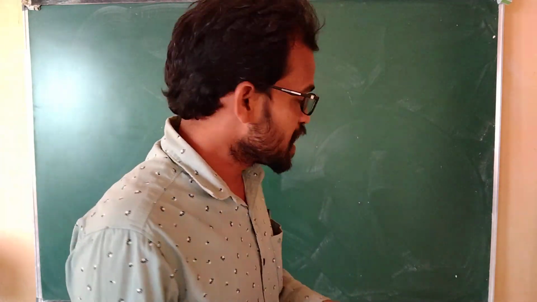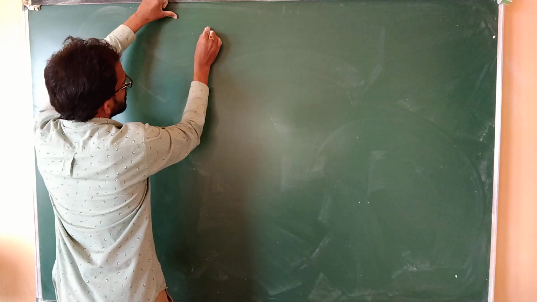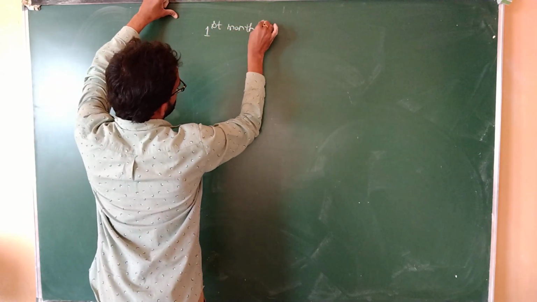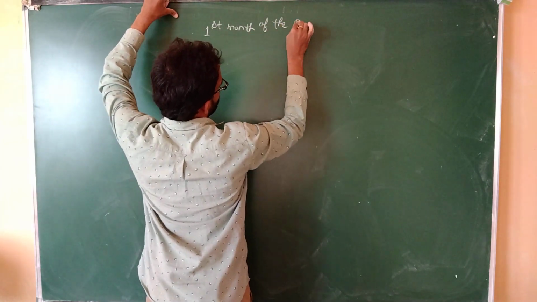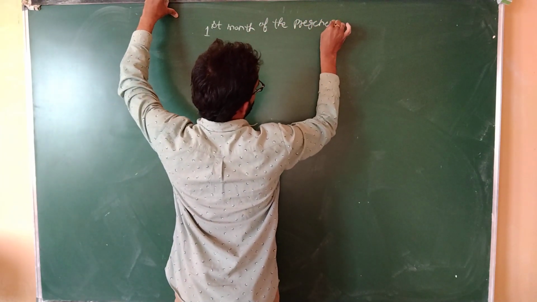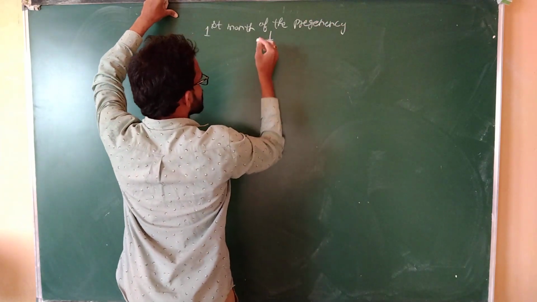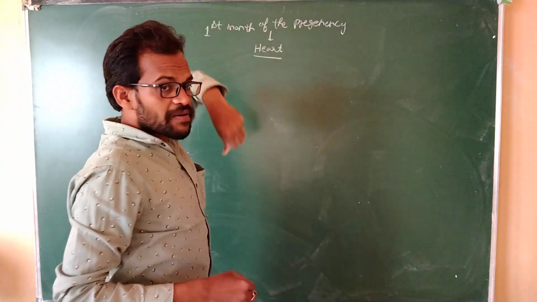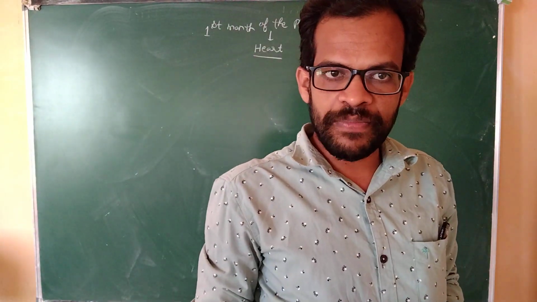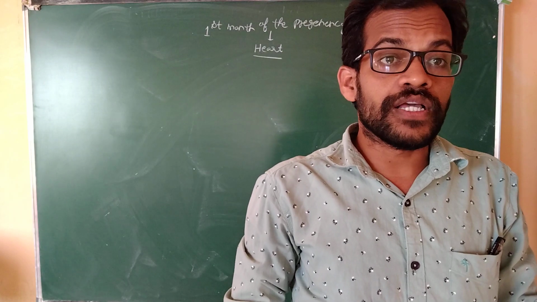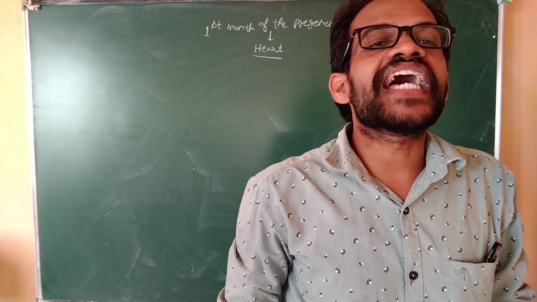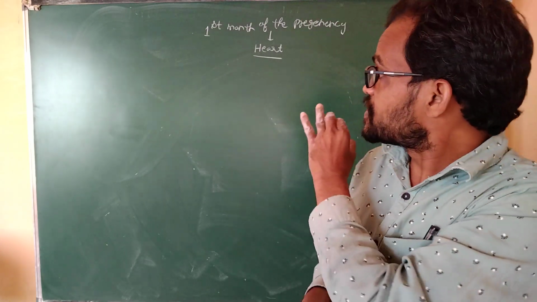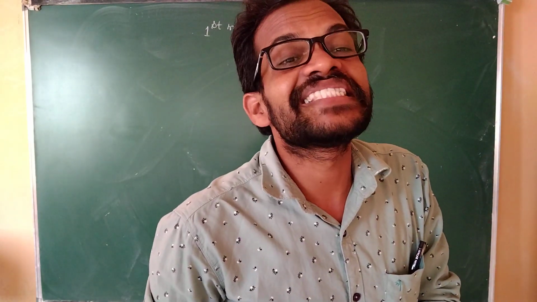In the first month of pregnancy, the heart develops. The heart is formed, and the heartbeat can be observed with the help of a stethoscope.